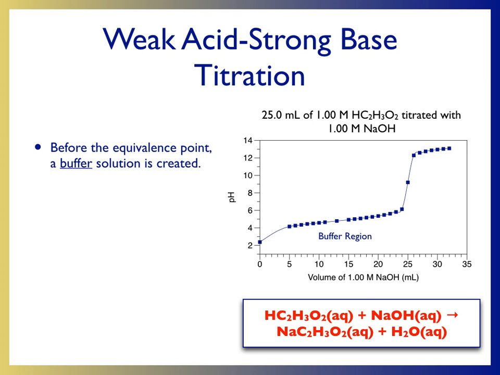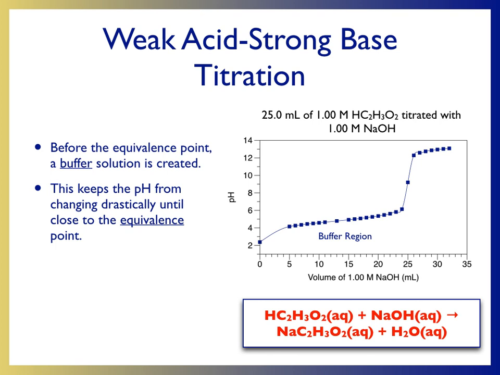This is because as you react the NaOH with acetic acid, you're also going to form the acetate ion. And since the acetate ion will be in solution with the acetic acid, you're going to form a buffer. This is going to keep the pH pretty constant until you start to run out of acetic acid. Then the pH will begin to change very rapidly.